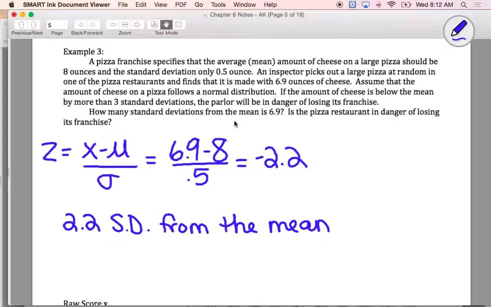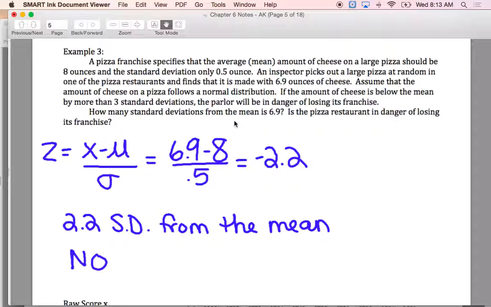So it's in danger of losing its franchise if it's more than 3. If it's more than 3, that means we would have a positive 3 or a negative 3 for our z value. Well, negative 2.2 is inside that range of 3 to negative 3. It's not outside of it. So no, they would not lose their franchise. Again, if you would lose it, it would have to be outside of the 3 to negative 3 range.